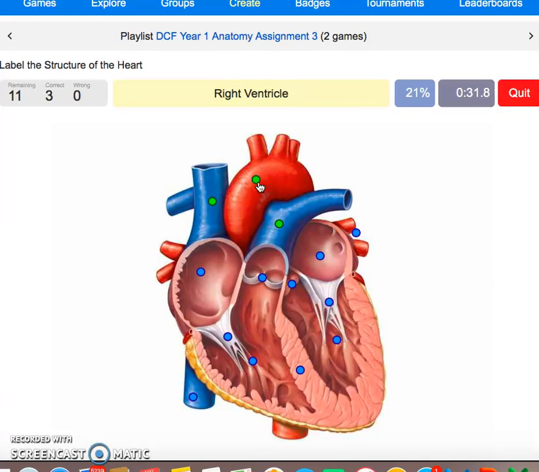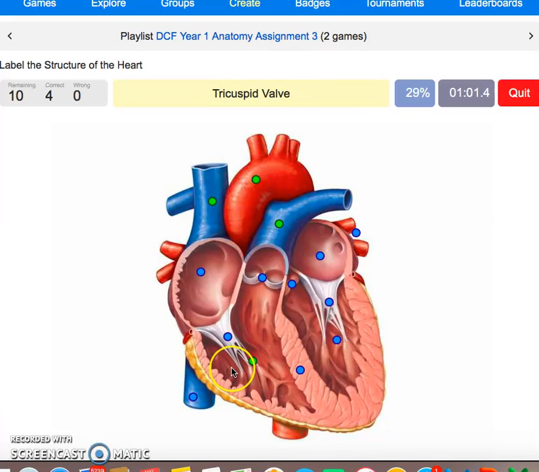The right ventricle. Receives deoxygenated blood from the right atrium, moves blood onto the pulmonary artery.